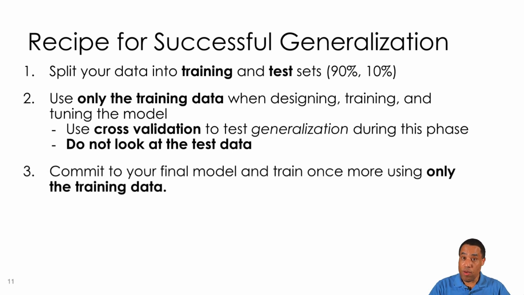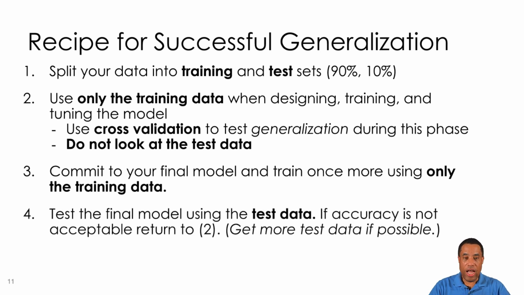And once we've committed to our final model, we're going to train it once more using only the training data. And then we're going to test that final model using the test data. Now, if the accuracy is not acceptable, we have to go back to step 2. Right? And ideally what we're going to want to do is go out and get more data. Because what it's telling us is when we trained, we didn't have enough data for our model. Perhaps that might have been one of the causes. We didn't have enough data for our model to be able to generalize.